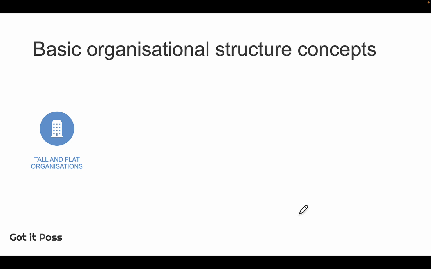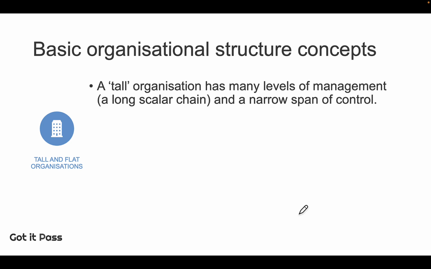And the next structure concept is tall and flat organizations. A tall organization has many levels of management and a narrow span of control. That's why I explain to you that the span of control is sometimes the opposite of scalar chain. If a scalar chain is long, then the span of control may be narrow, because the number of people directly responsible to a manager is just a few. Due to their long scalar chain, there are many layers.